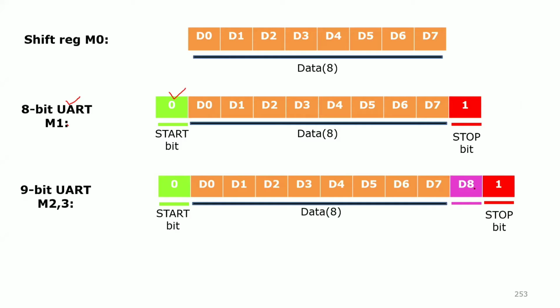Now, the D8 that you are seeing here is the ninth bit, which is programmable. That means I can send 1 or I can send 0, according to the programmer. This is your programmable 9th bit. Why I am discussing these mode structures: I am not explaining the modes, I am discussing the mode structures. I will come to the modes one by one.